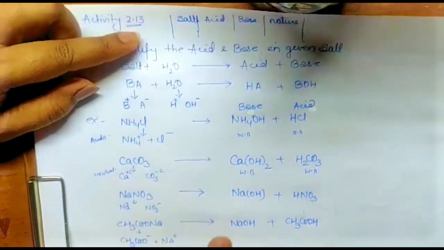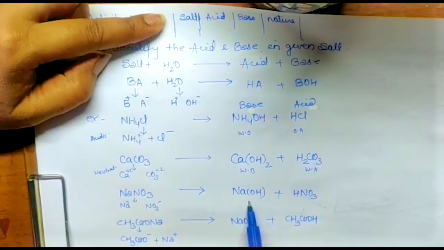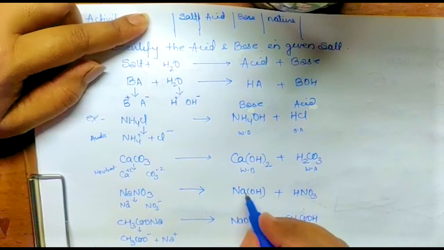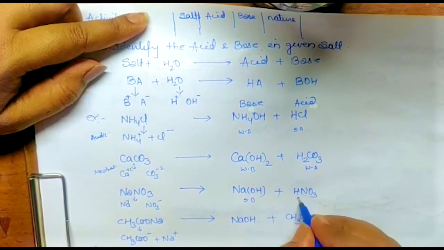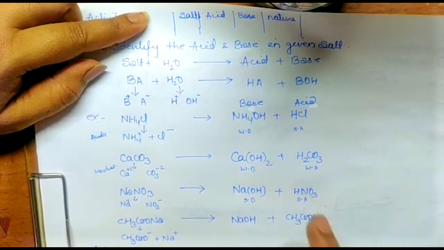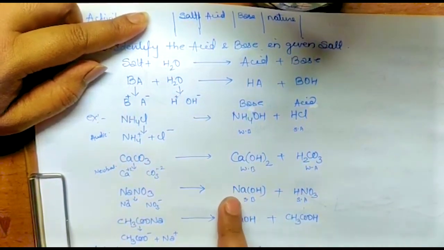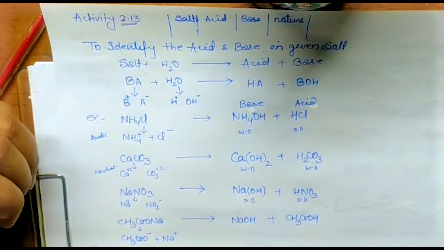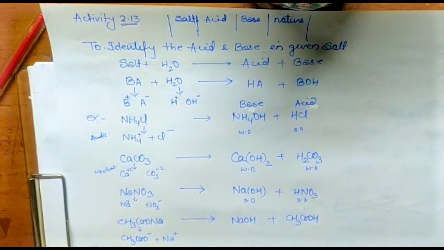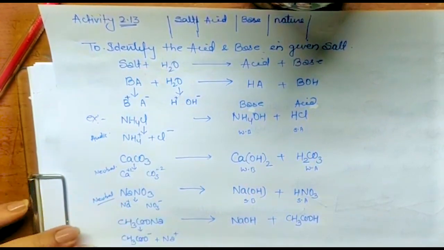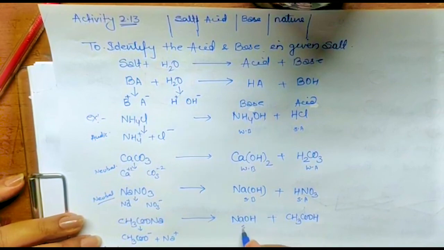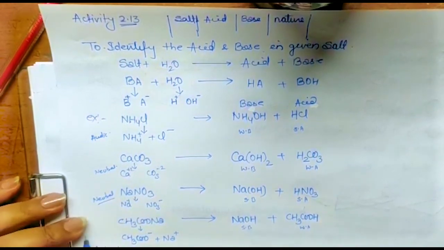Isn't it? This one, NaOH. Is it weak or strong? It is a strong base. And HNO3? Strong acid. Are you getting it? Why is it so? Because carbon is not there, and because one of Li, Na, K is here. So this is a strong acid and a strong base, so the salt will be neutral. Are you getting it, my dear? Yes. Similarly, this is a strong base and this is a weak acid. Why? Because carbon is there. So this will be a basic salt.